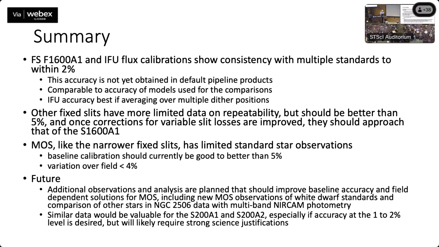As you see, I think this pretty much summarizes things. Overall, we're good to within 2% for the IFU and the white dwarf figures as soon as we make a few pipeline improvements. And the other things are good to within 5%, but we have more work to do on some of those.